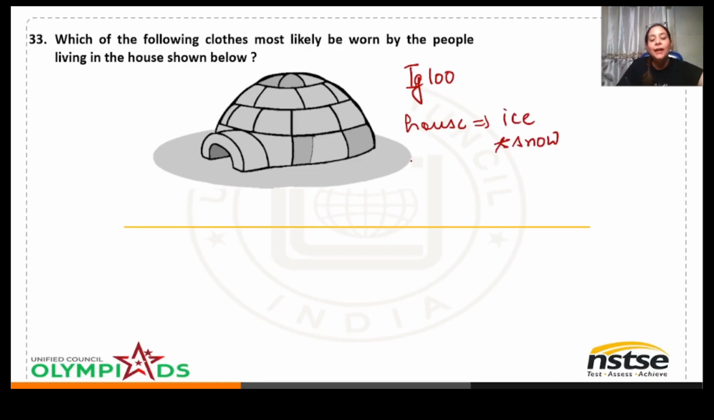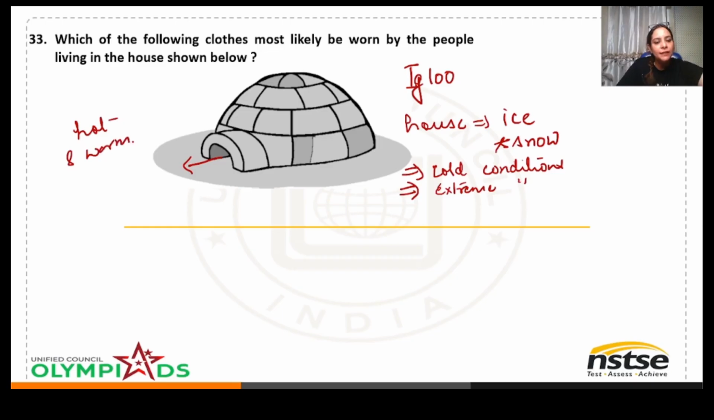And where do you find it? We find it in the areas which have got extreme cold conditions, okay, which has snow all around it. And also these houses are built by the people who are living in such extreme conditions. So basically, why they are built? Because ice and snow keep the temperature inside the igloo quite hot and warm. It keeps it quite hot and warm. Therefore, the people who live inside it can survive those extreme cold conditions.